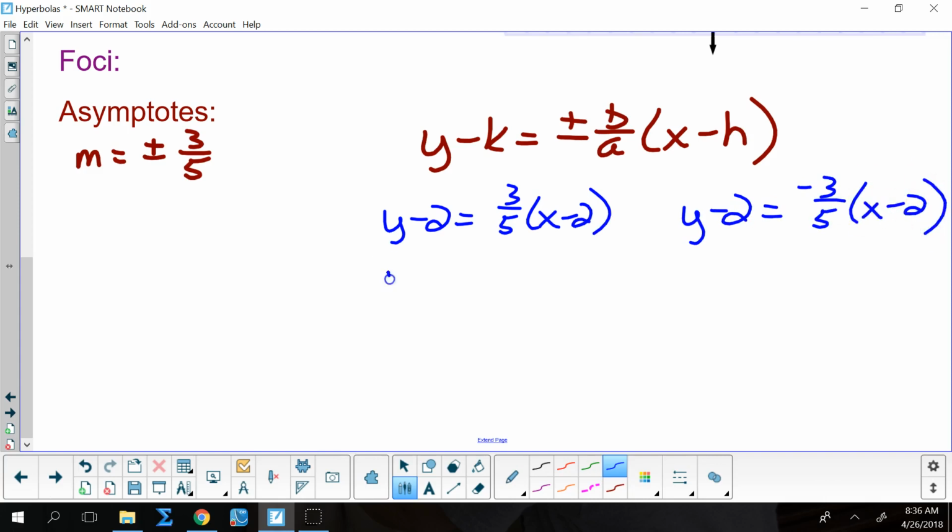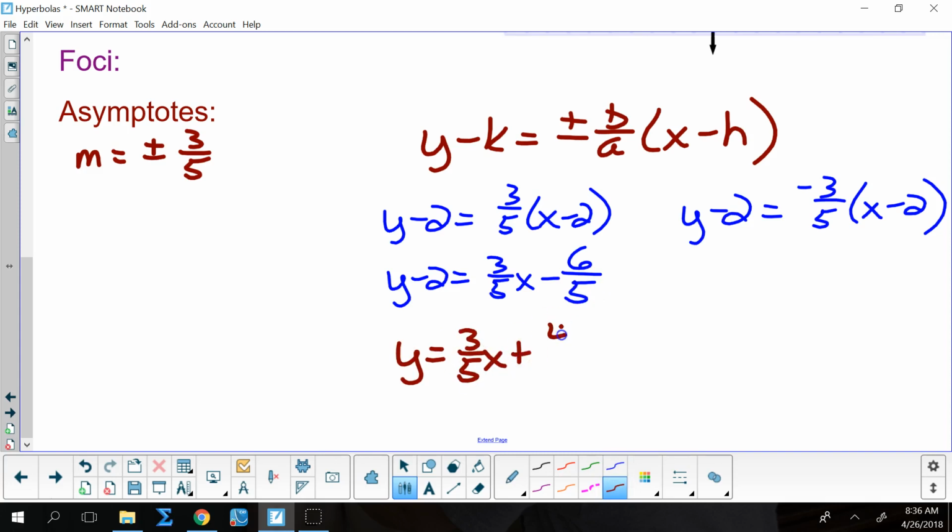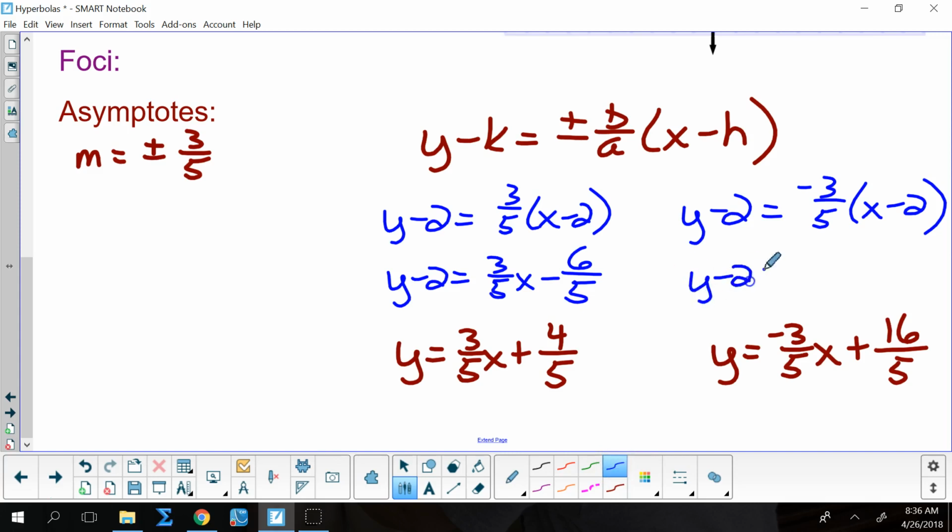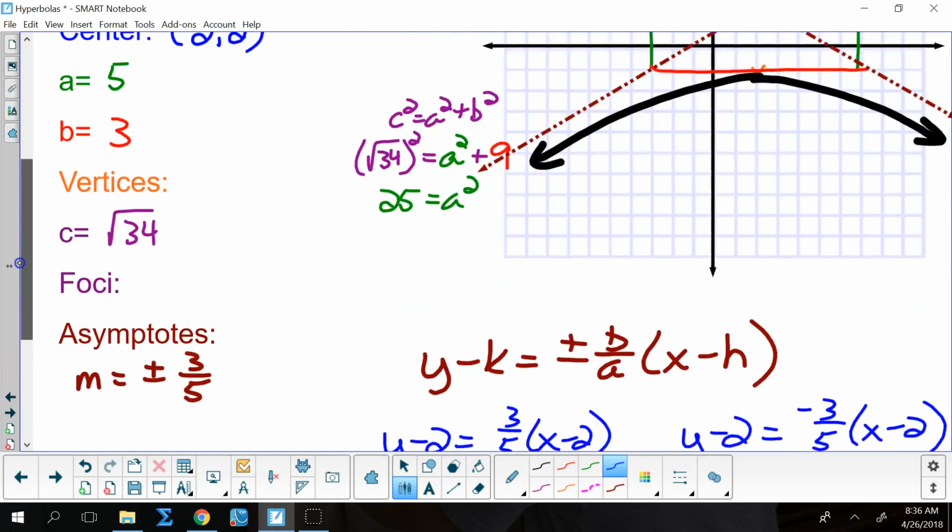So that's going to be y minus 2 equals 3/5 x minus 6/5. I'm going to add 10/5 there. So that's y equals 3/5 x plus 4/5. And then this one's going to be y equals negative 3/5 x plus 16/5, because this is y minus 2 equals negative 3/5 x plus 6/5. If I add 10/5, I get 16/5. Okay? And that's that.